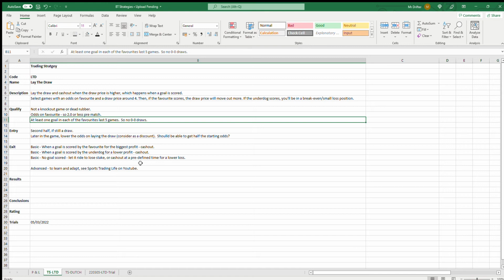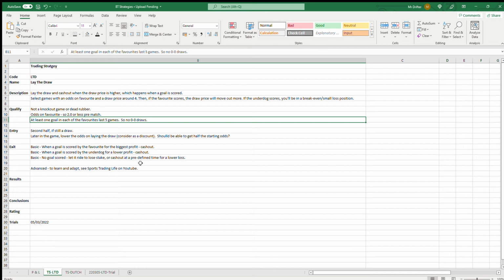A lot of people that I've been looking at would let it ride, because the later it gets in a game, the more tired the teams get and the more open games become, so the more chance there is of a goal going in. If you let it ride, you're at risk of losing your whole liability. But you can offset that. If there isn't a goal, you can offset that against the games where you have made a profit.